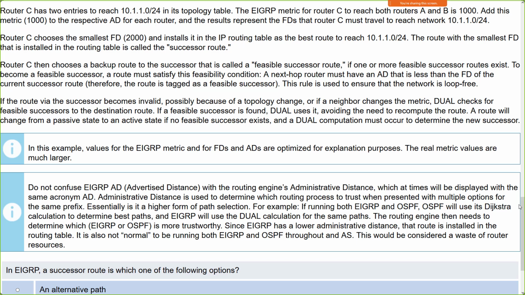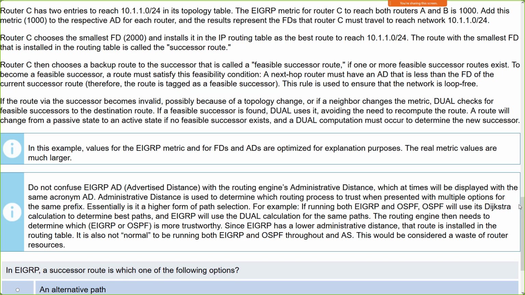If the route via the successor becomes invalid, possibly because of a topology change or if a neighbor changes the metric, DUAL, the Diffusing Update Algorithm, checks for the feasible successor to the destination route. If a feasible successor is found, we immediately use it. We don't have to recompute the route, meaning we don't have to go from a passive state to an active state.